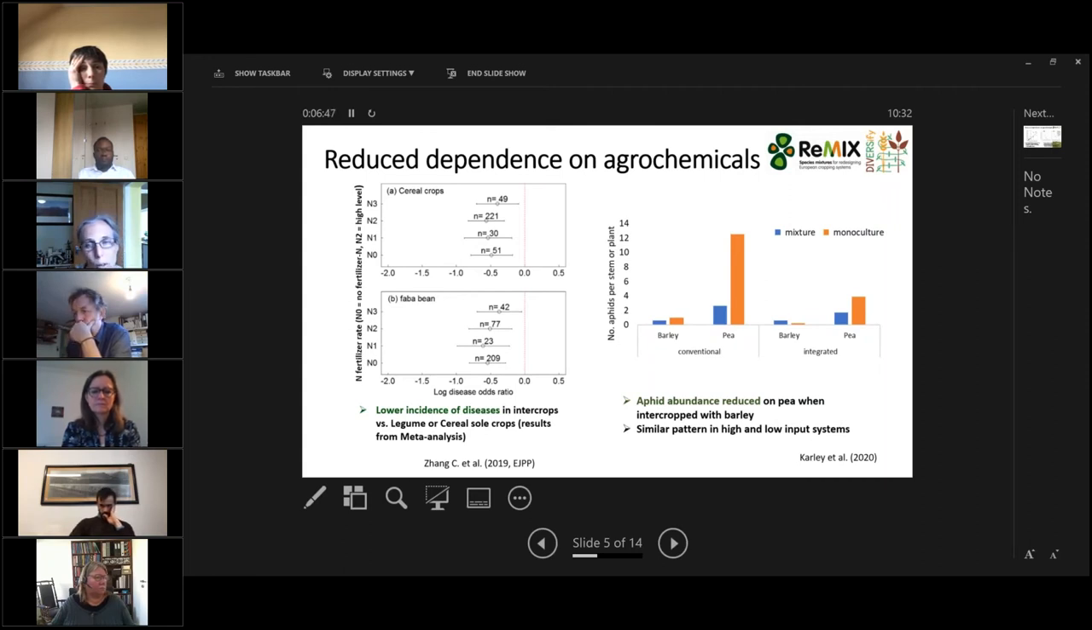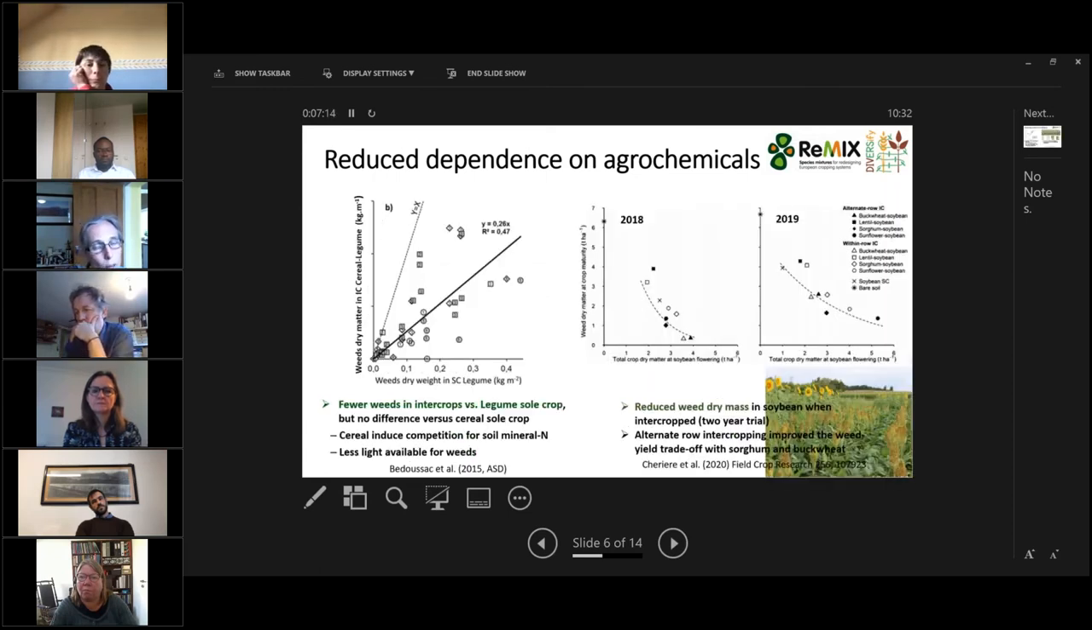Also, in some of the trials that were done in the Diversified project, we monitored various insect pests, an example shown here on the right for aphids. And you can see that for aphids on pea, the abundance is much higher on pea plants when grown in monoculture, the orange bars, compared to in mixtures, the blue bars. And this was seen both in high input and low input integrated management systems.